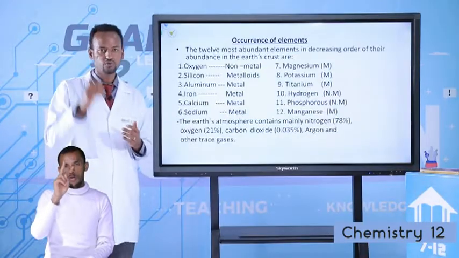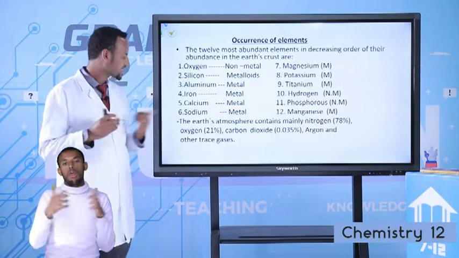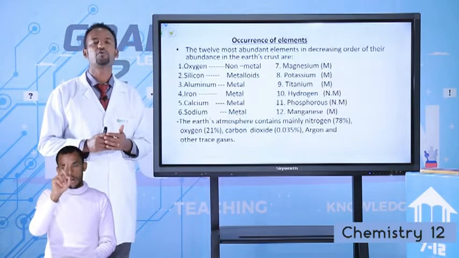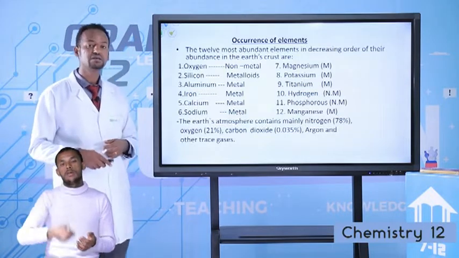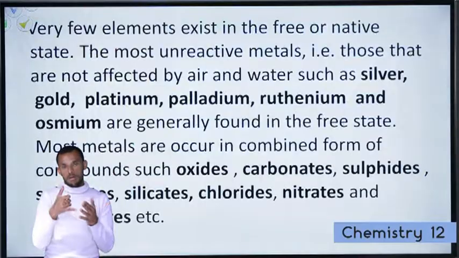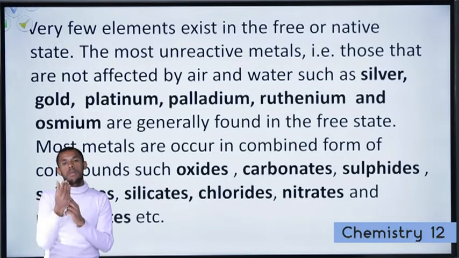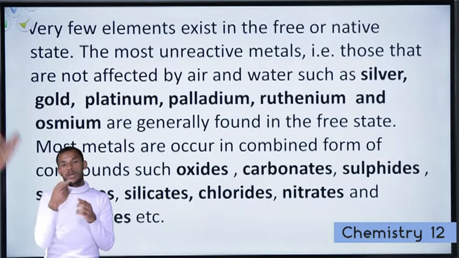Nitrogen exists in two forms. Nitrogen is inert. The second one is oxygen, 21%, carbon dioxide, 0.035%, argon and other elements in trace amounts. Very few elements exist in free or native states. In free or native states means not affected by air and water.